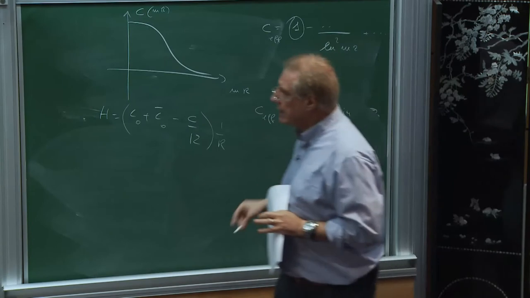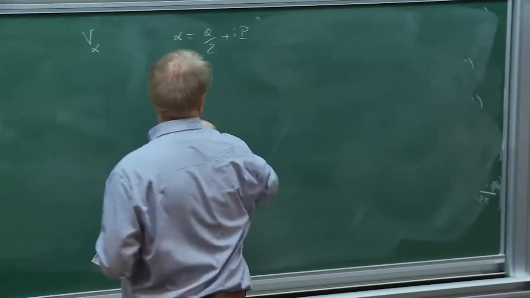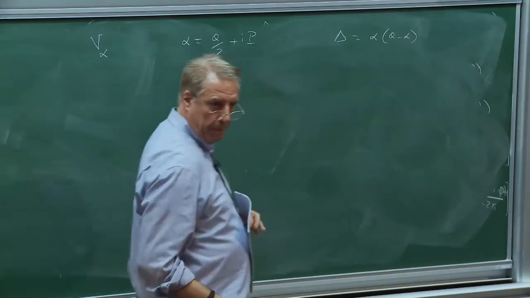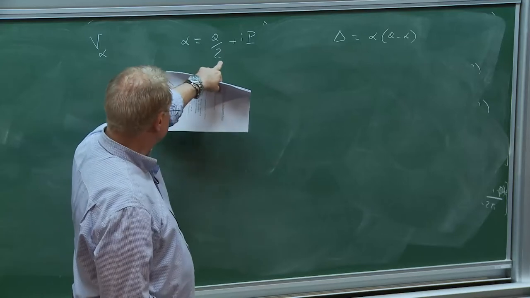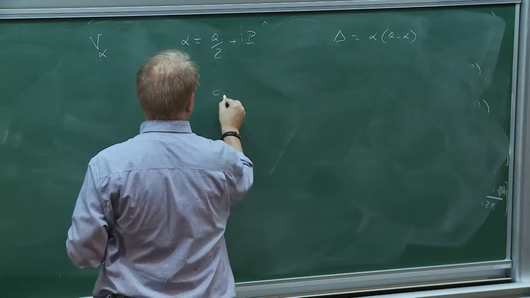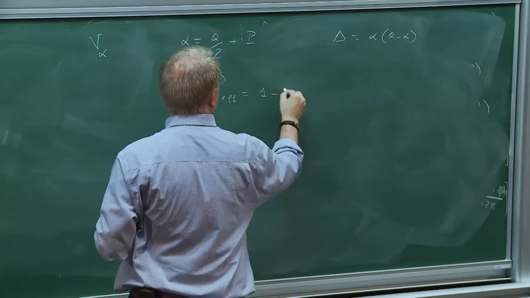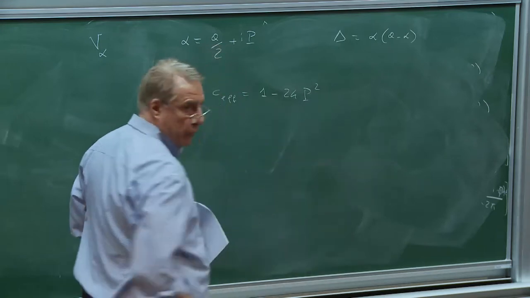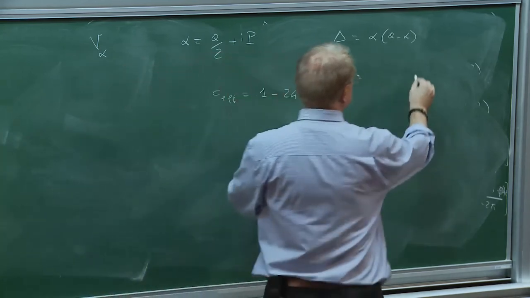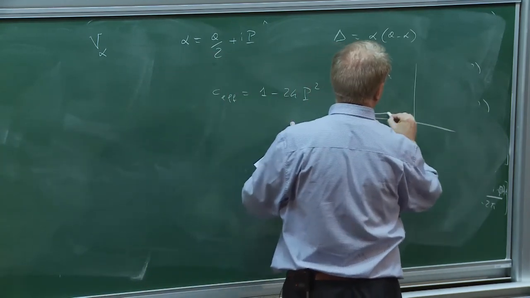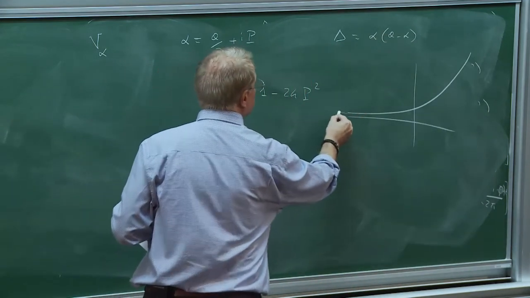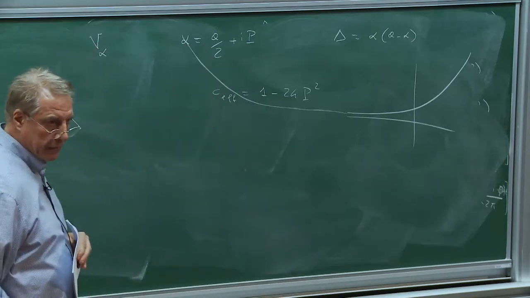Exactly, because remember the formula: delta was alpha (Q minus alpha). So if you insert this as the minimum state in the theory, you compute C effective. C effective is 1 minus 24 p squared, the momentum of this particle. And the momentum is quantized by what is called the Liouville reflection wall. So you can take Sinh-Gordon like two Liouville, one far apart from the other.